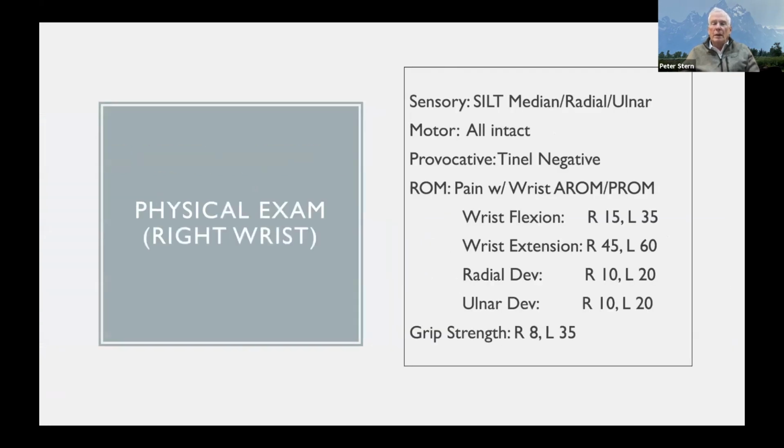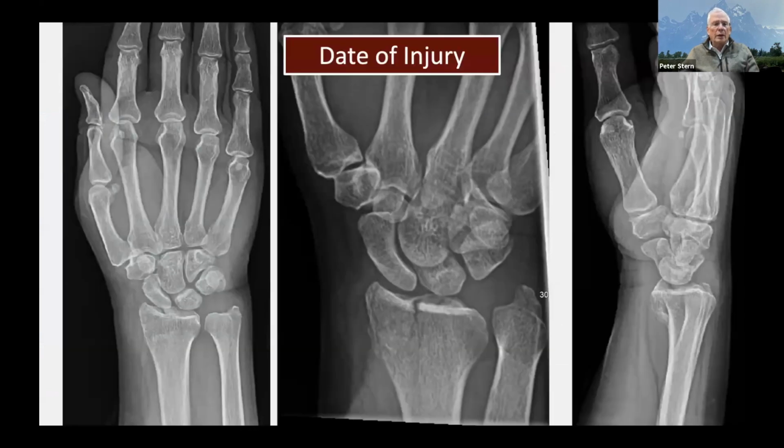This slide merely demonstrates that her sensation was intact. She had good range of motion of her fingers, no evidence of a compression neuropathy of the median or ulnar nerves, and she had reduced range of motion of the wrist as well as forearm and markedly reduced grip strength.